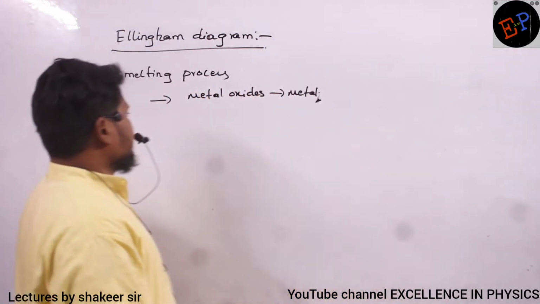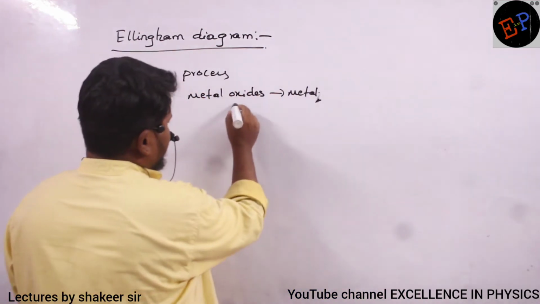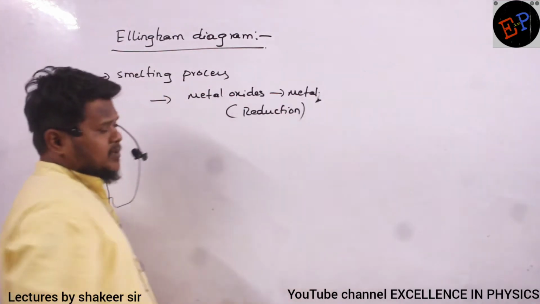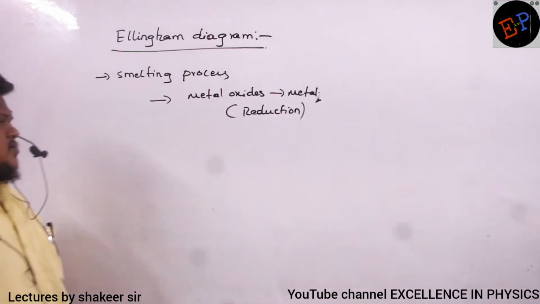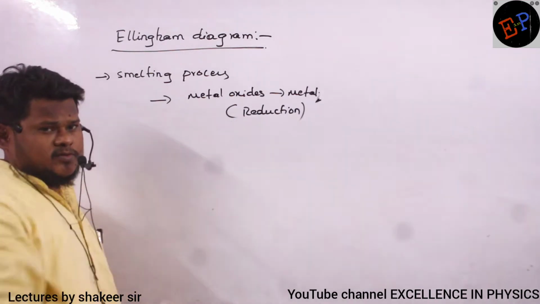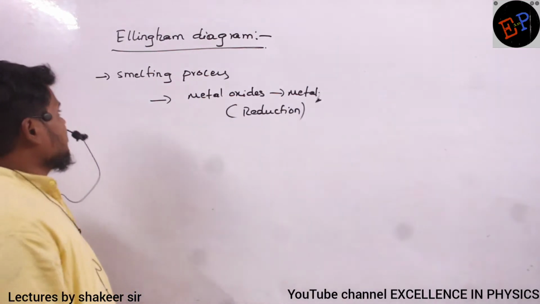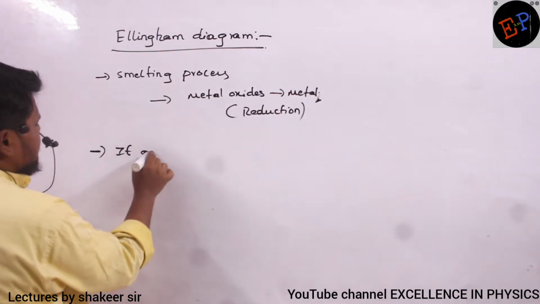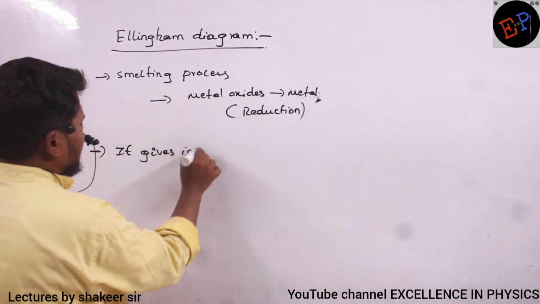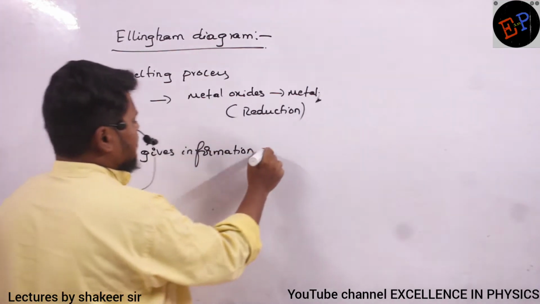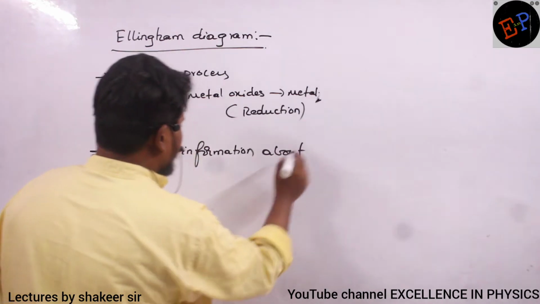So therefore, this is which phenomenon? This is reduction phenomenon. Clear? So for reducing anything, we sometimes require a reducing agent also. So what the Ellingham diagram says is that it gives information about a suitable reducing agent.